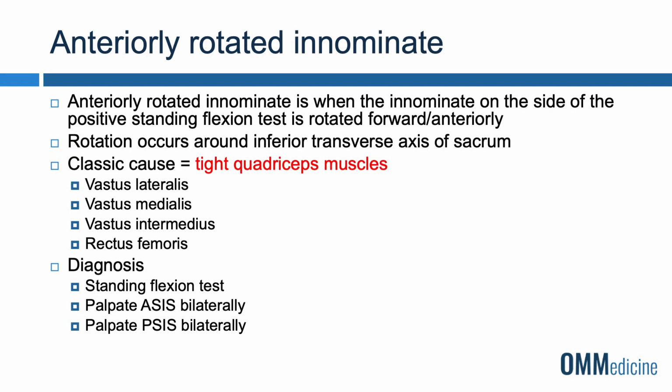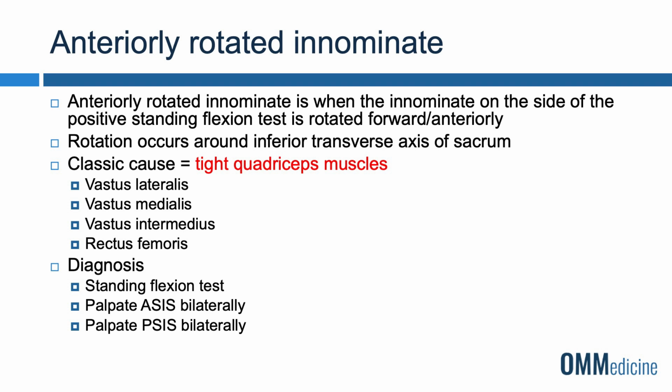Let's start our discussion with the anteriorly rotated innominates, and this is going to occur when the innominate on the side of the positive standing flexion test has rotated forward or anteriorly. As always, let's talk about the axis of motion first. For the anteriorly rotated innominates, the rotation motion will occur around the inferior transverse axis of the sacrum.